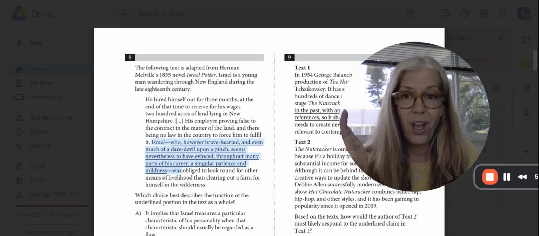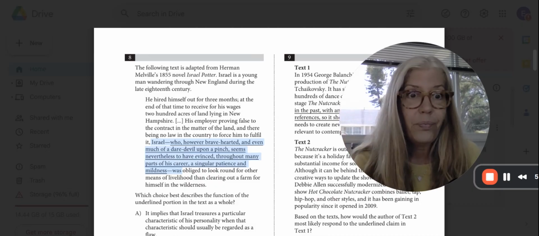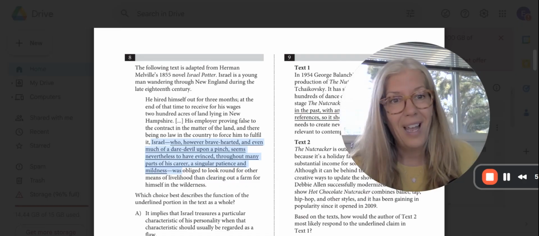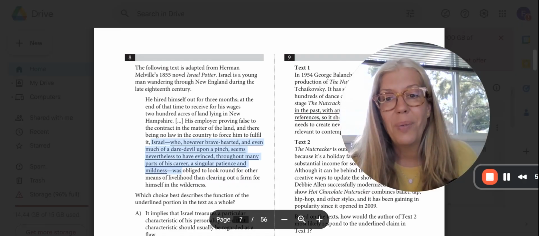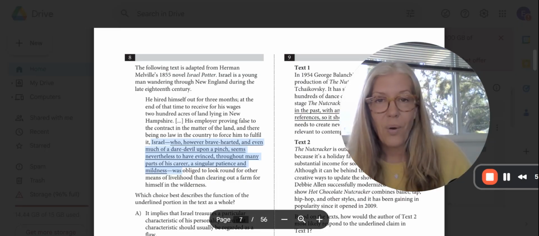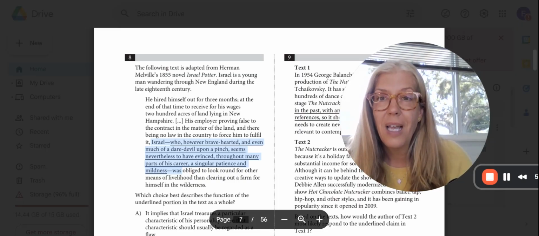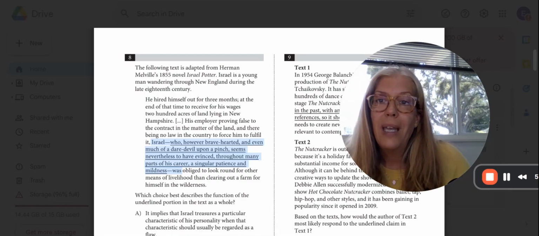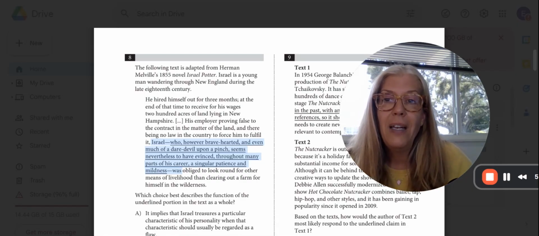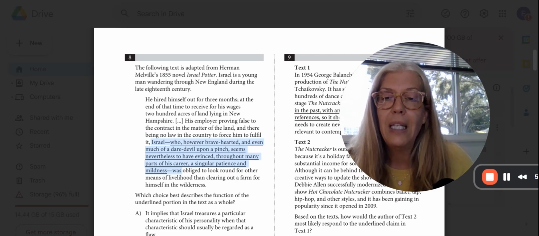I just read it without that whole highlighted section, and it made sense. However, the answer is within that, because it's asking us which choice best describes the function of the underlined portion in the text as a whole. So let's have a look at what this is. Number 8. The following text is adapted from Herman Melville's 1855 novel, Israel Potter. Israel is a young man wandering through New England during the late 18th century.